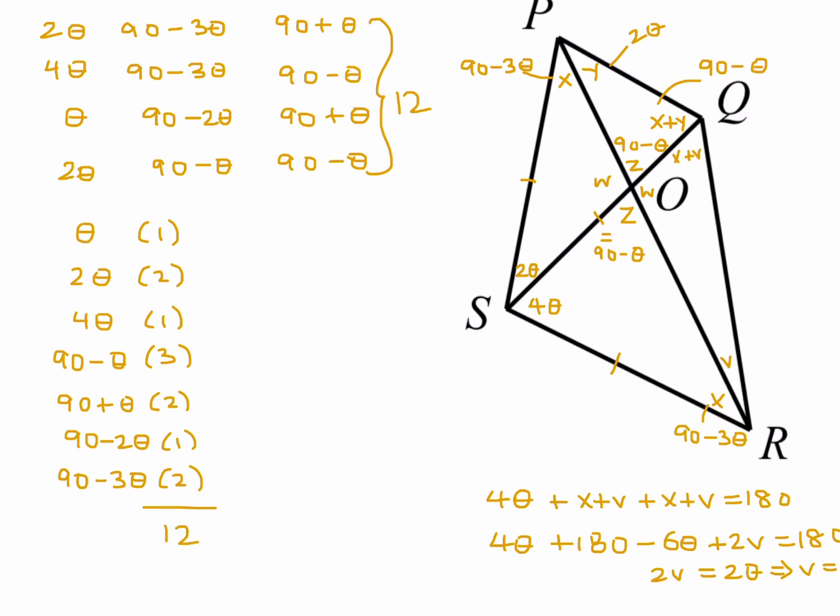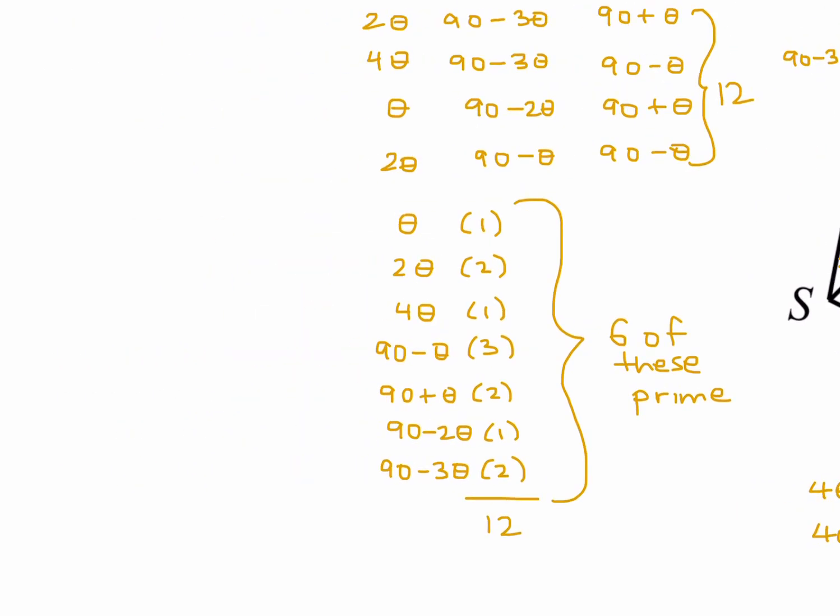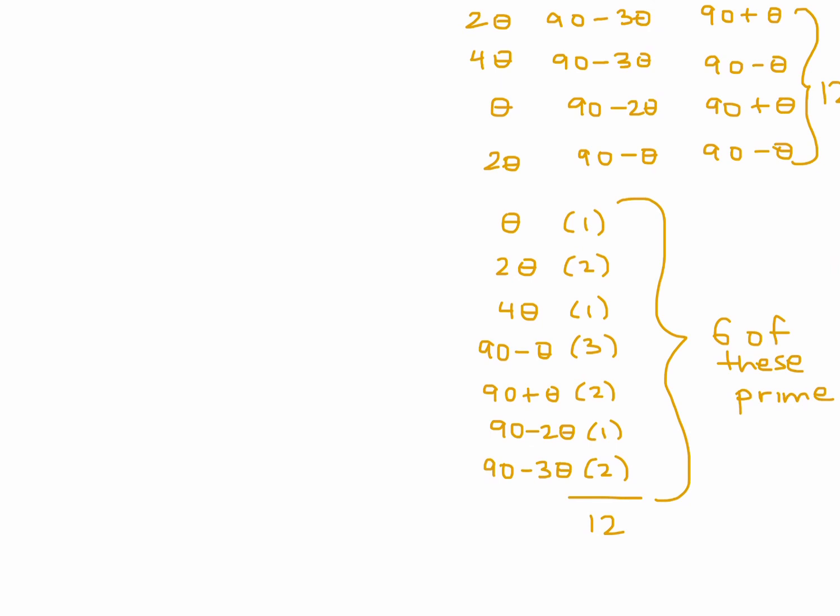Yeah, 12. Okay. Now, the rule is that 6 of these must be prime. 6 of these have to be prime. And we've got to figure out how to do that. Okay, so let's make a table with these angles.